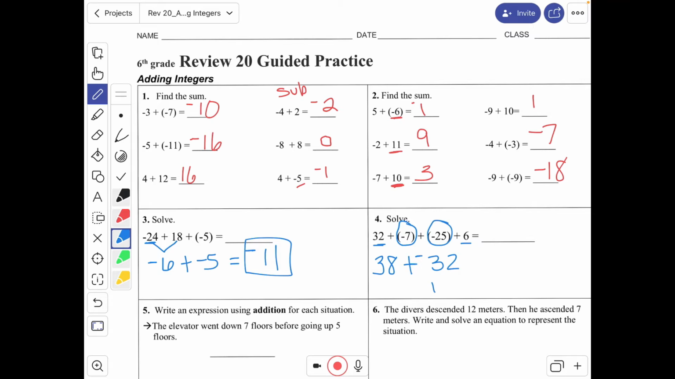Now we have 38 plus negative 32. They have different signs, so we subtract. 38 minus 32 makes 6. And the greater number was positive, so my answer is positive. Positive 6. But we don't usually put the positive sign.